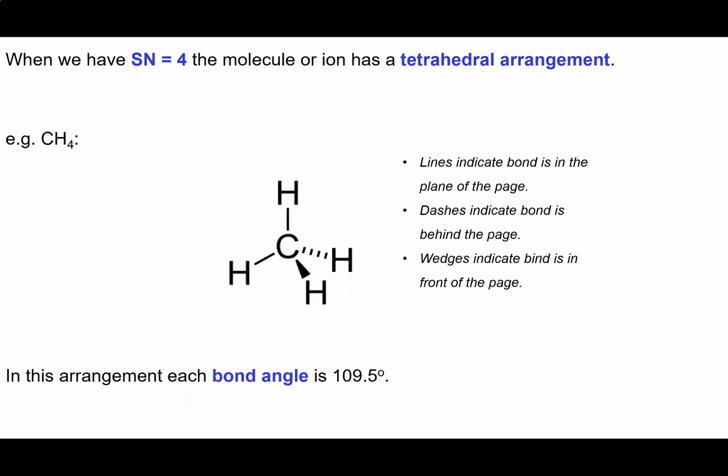Okay. When we move to steric number equals 4, we're going to have what we call the tetrahedral arrangement. And a good example of this is methane.